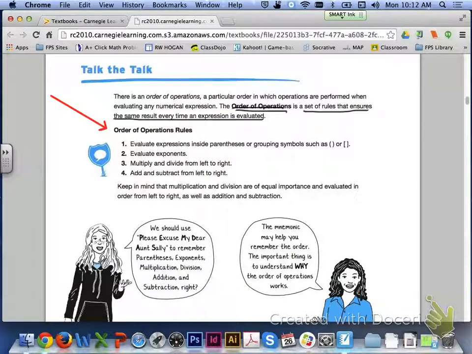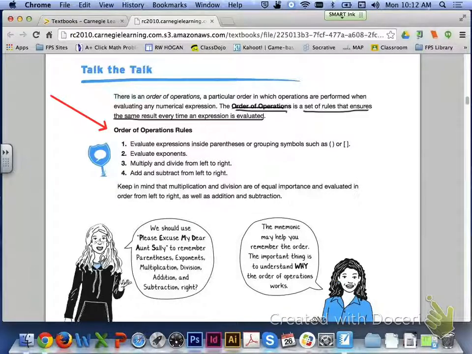To finish up lesson 7.1 on the order of operations, let's take a look at page 470, the talk activity. It says that there is an order of operations, a particular order in which operations are performed when evaluating any numerical expression. The order of operations is a set of rules that ensures the same result every time an expression is evaluated. So go ahead and take a look at those 4 steps for the order of operations rules.